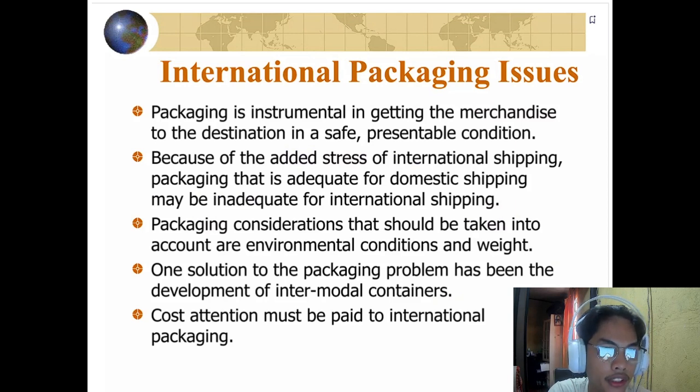So moving on to international packaging issues. Packaging is instrumental in getting the merchandise to the destination in a safe, presentable condition. Because of the added stress of international shipping, packaging that is adequate for domestic shipping may be inadequate for international shipping. Packaging considerations that should be taken into account are environmental conditions and weight. One solution to the packaging problem has been the development of intermodal containers. So, cost attention must be paid to international packaging.